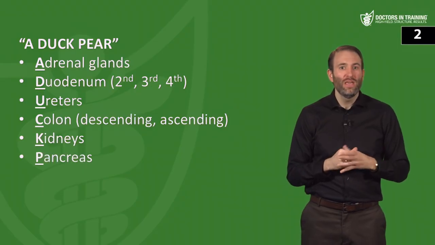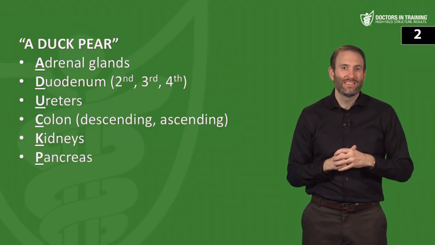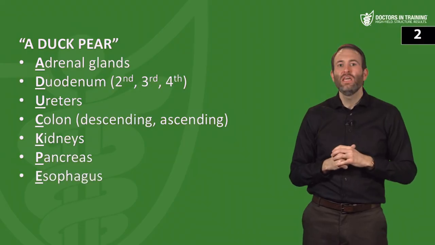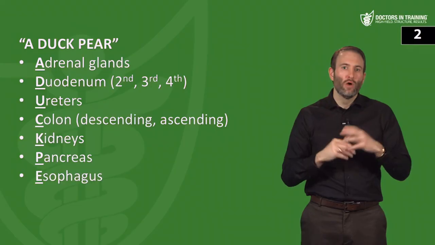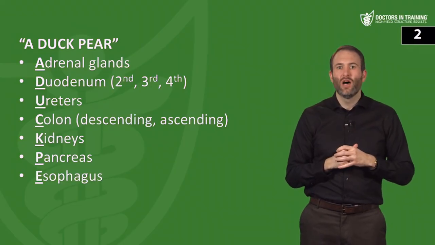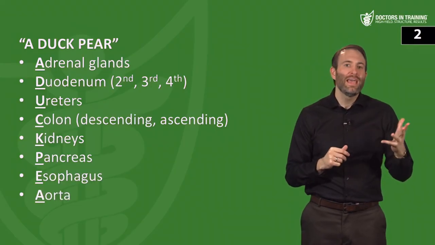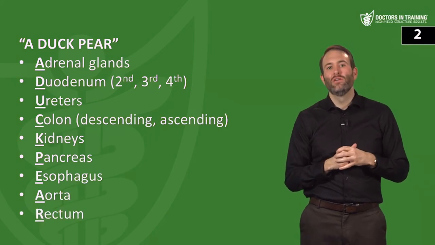And then for pair, P is for the pancreas, everything except for the tail of the pancreas. E is for the esophagus, at least the part that's south or below the diaphragm. And then obviously the upper esophagus is in the mediastinum. A is for aorta, and then R is for rectum. All right, that brings us to the end of the warm-up. Let's get to that lecture now.